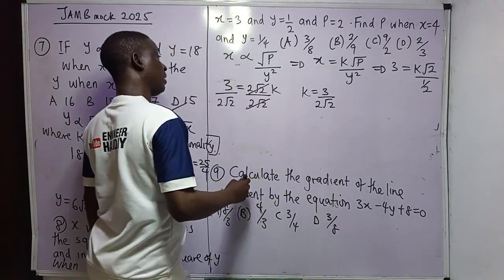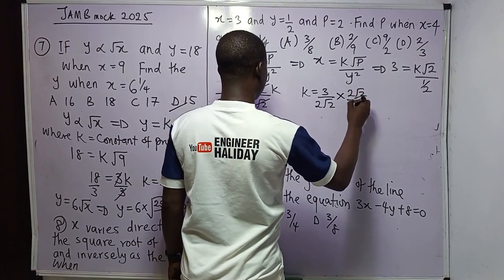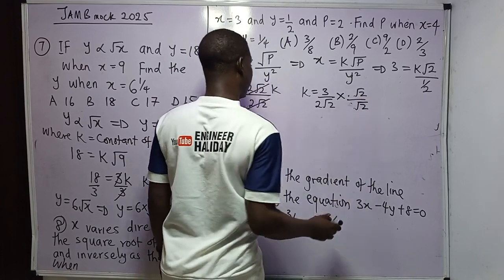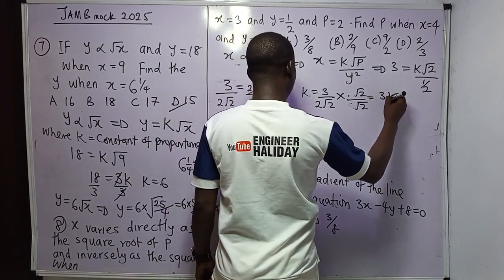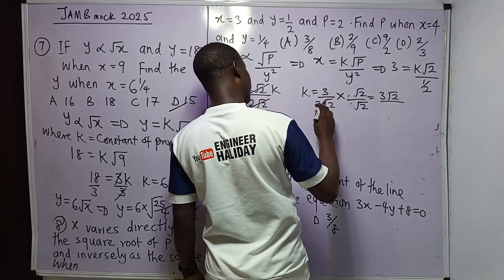But we cannot leave our answer like that. We can rationalize and multiply by root 2 up and down to rationalize. What do we have? 3 root 2 divided by 2 root 2 times root 2, which is 2 times 2, which is 4.